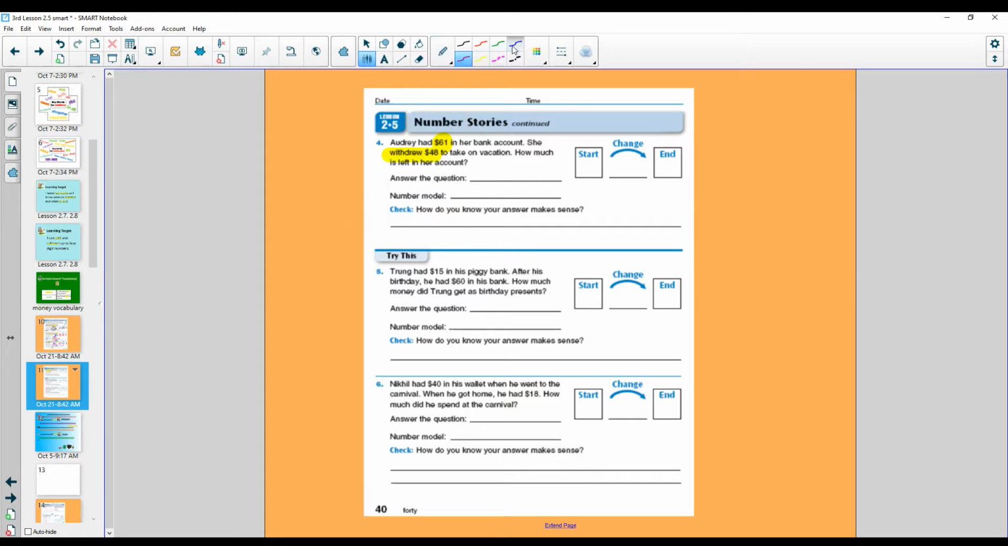All right, so she started with $61. She withdrew money. Remember, when you withdraw money, you're going to the bank and taking it out. So is that add or subtract? That is take away. She's taking away her money. And now we're going to see how much she ends up with.